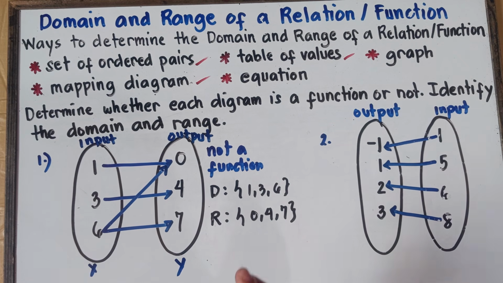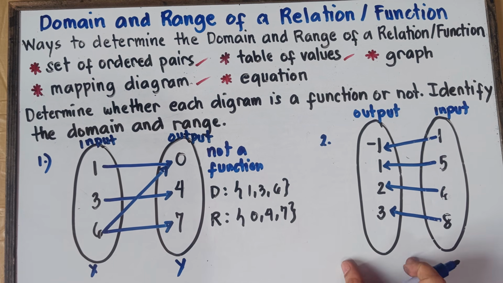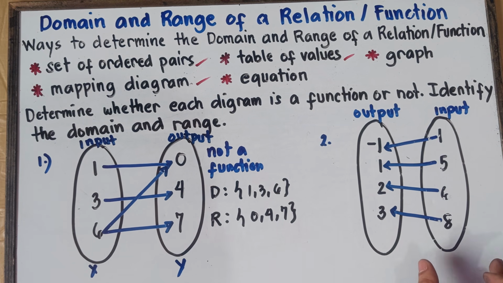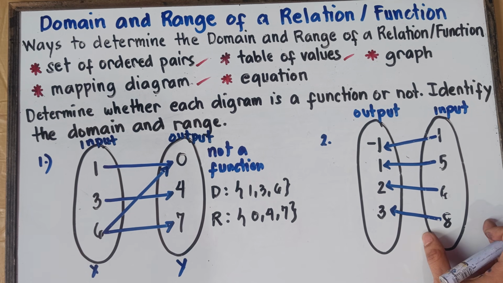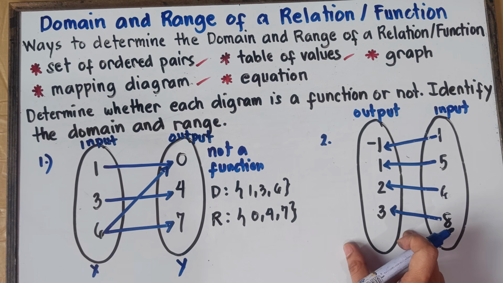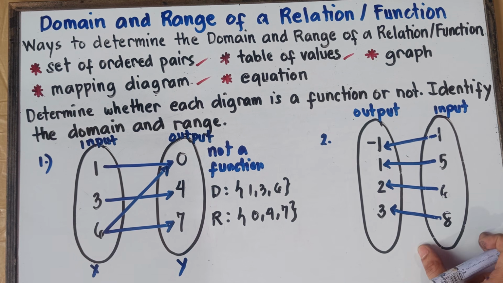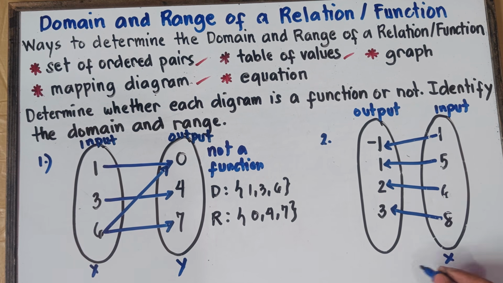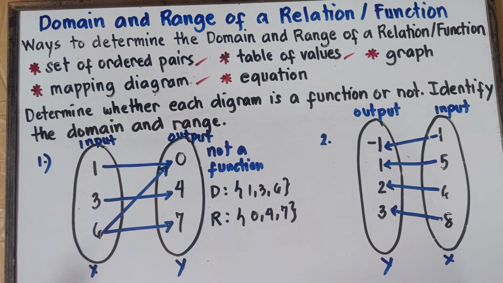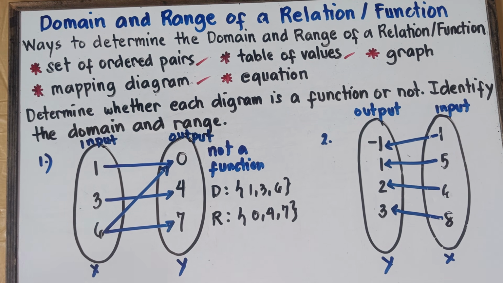Remember that one, class, you will commit a mistake. It's not mandatory, class, that the first oval will be the domain and the second oval will be the range. You check the arrow, class. Where the arrow begins, there will be the input. Where the arrow ends, there will be the output. So therefore, this will be the domain. This will be the range. So this is x and this will be y. Alright, so is this a function or not a function? That's correct.